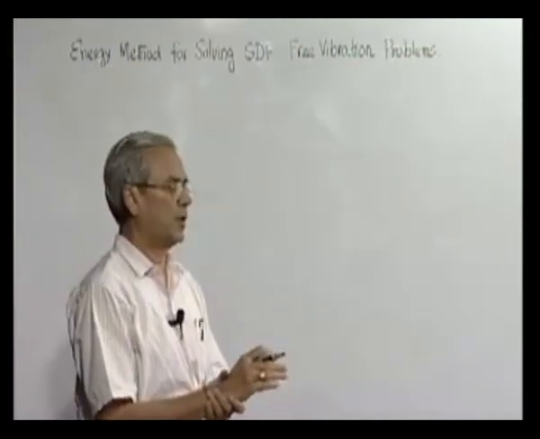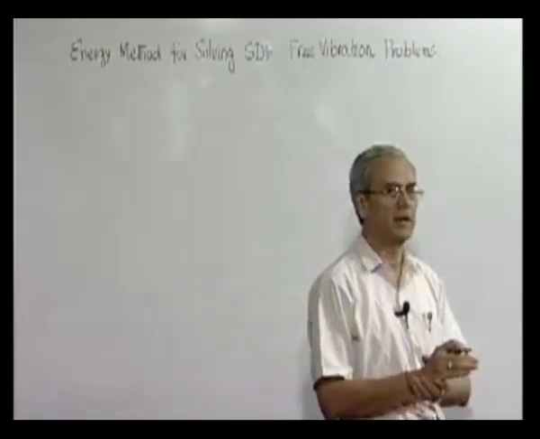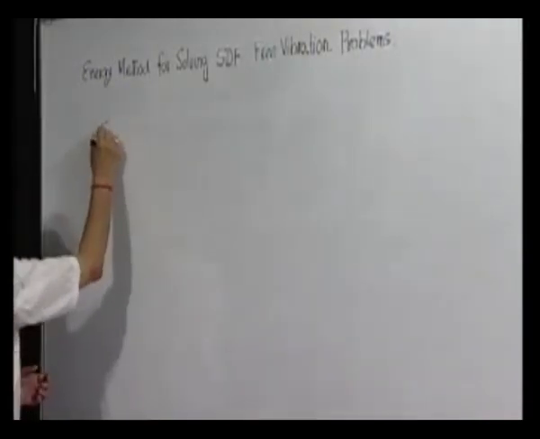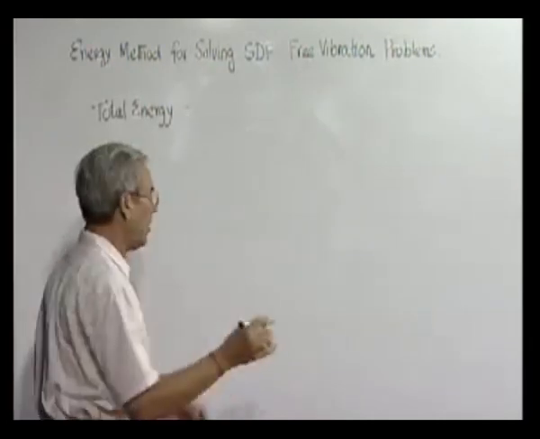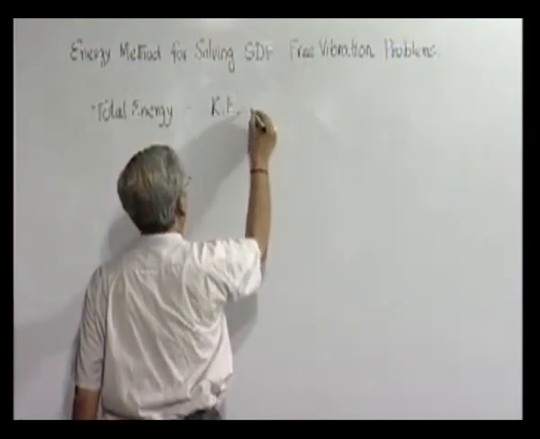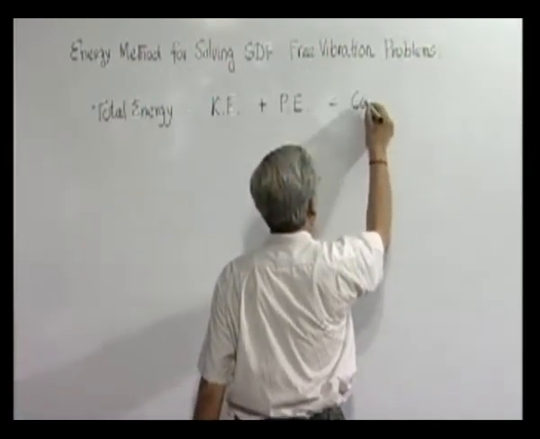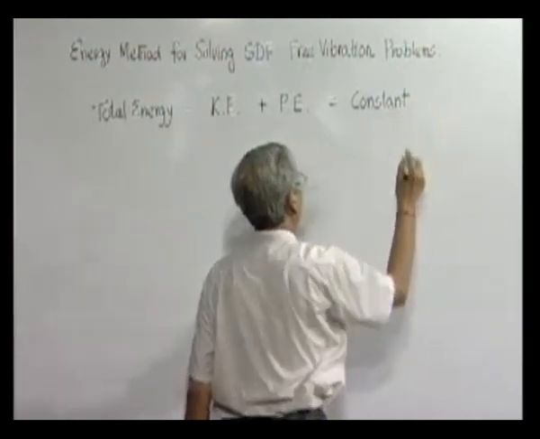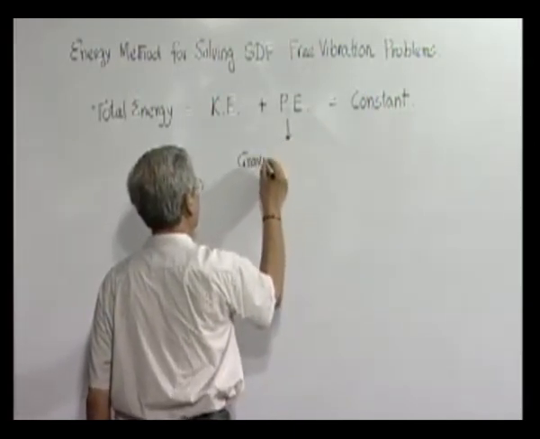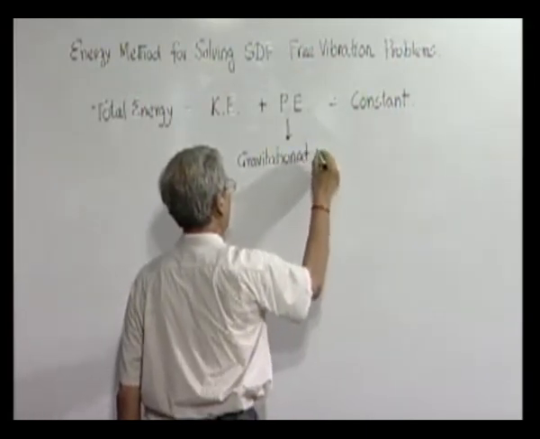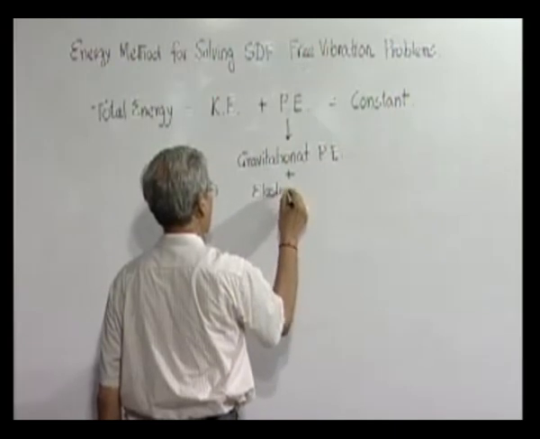At the root of the whole philosophy or approach or method, you can say, is the fact that without any dissipation of energy, total mechanical energy in the system remains constant. So the total energy, which is the sum of kinetic energy and potential energy, that remains constant. Now potential energy, of course, will consist of gravitational potential energy, plus elastic strain energy.